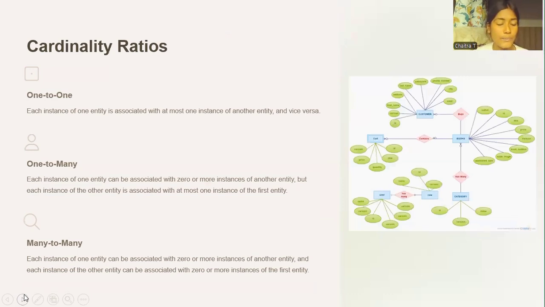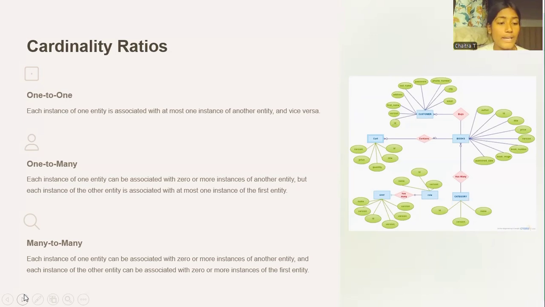Cardinality ratios. One to one. Each instance of one entity is associated with at most one instance of another entity, and vice versa. One to many. Each instance of one entity can be associated with zero or more instances of another entity, but each instance of the other entity is associated with at most one instance of the first entity.